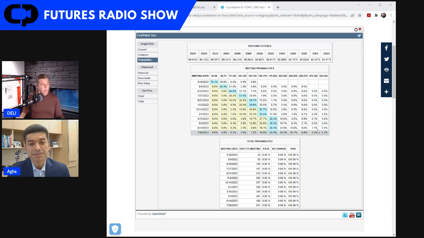And I just want to quickly go over up top here. When you see all these different contracts in the Fed funds, these prices here, Agha, tell me if I'm wrong, are what's determining these probabilities down below in this graph.